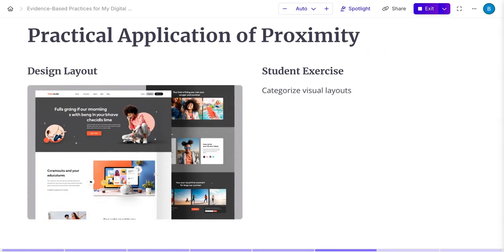And we also use a real practical application of proximity. We have online website design tools to have students navigate through the design and help them understand the term.